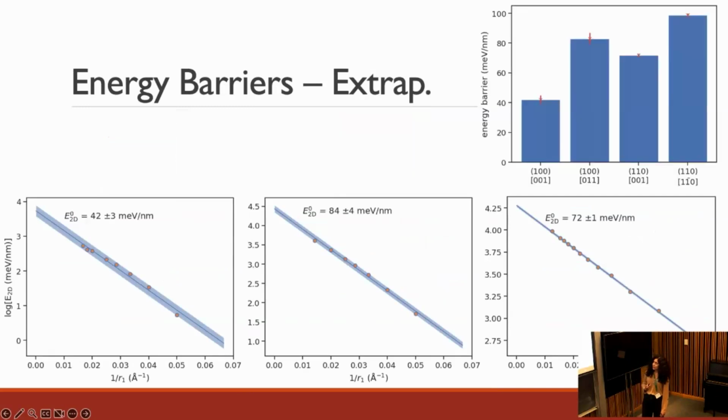You can compare the barriers for the 4 different crack systems. The barrier I get with this potential for the 100,001 crack is about half of that of the other 3, which suggests that that's the most likely crack system where you see thermal fracture.